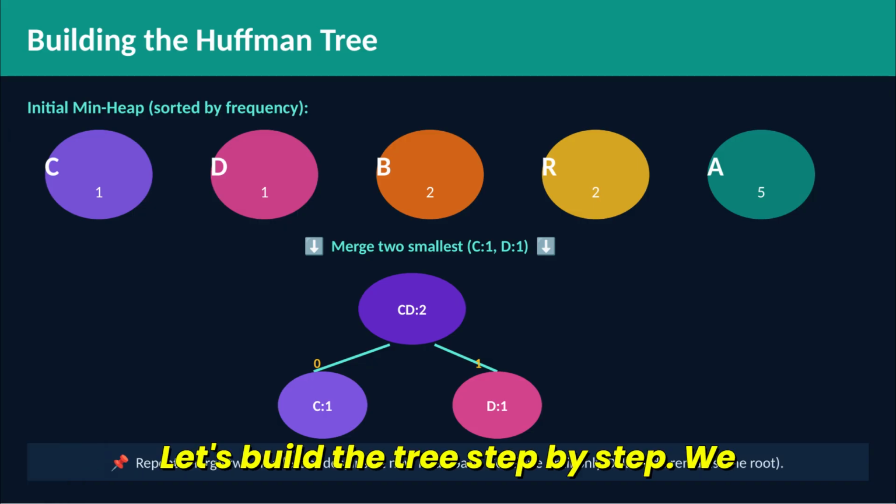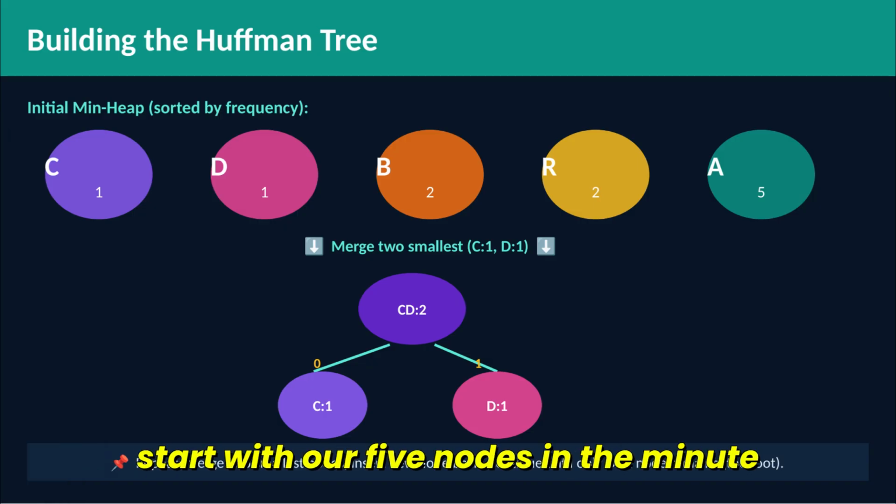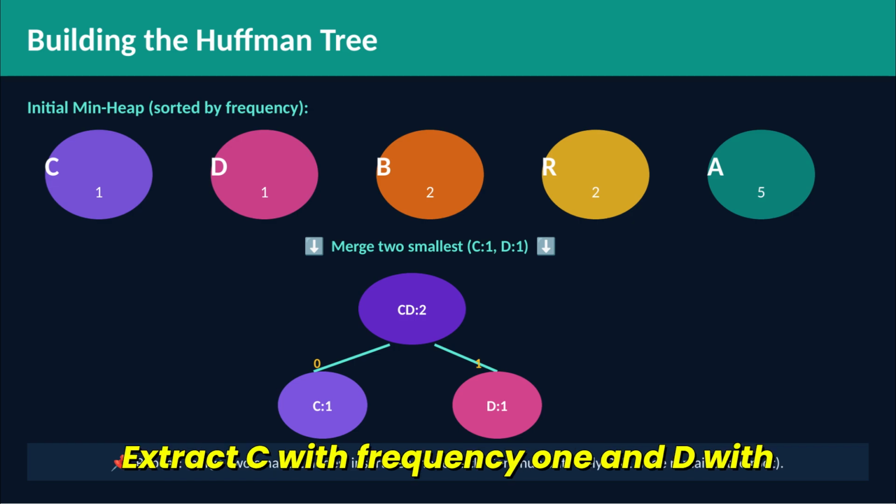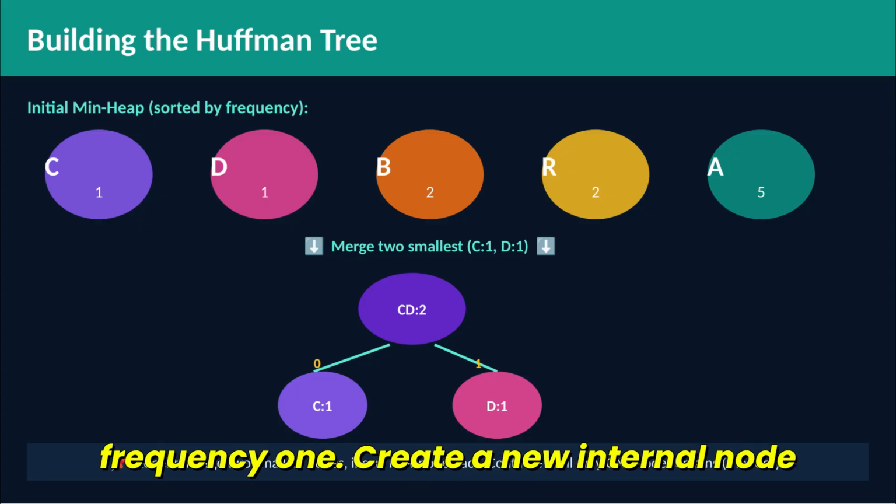Let's build the tree step by step. We start with our 5 nodes in the min-heap. C equals 1, D equals 1, B equals 2, R equals 2, A equals 5. Merge 1. Extract C with frequency 1 and D with frequency 1.